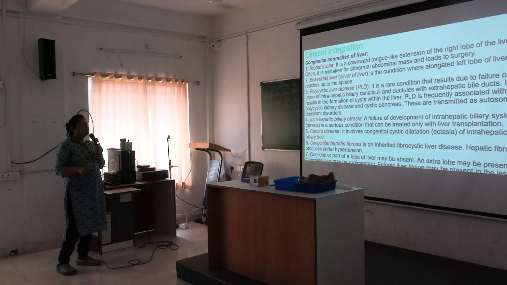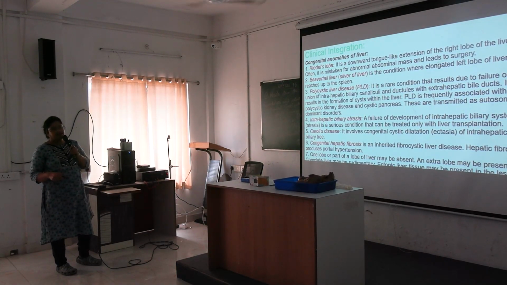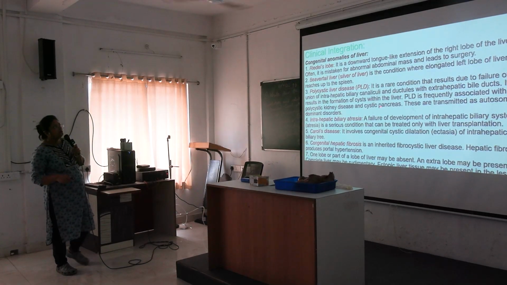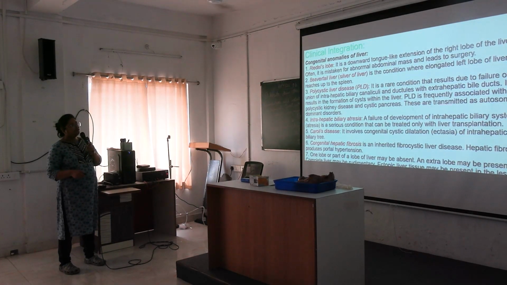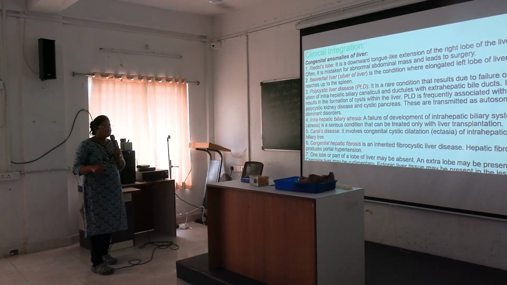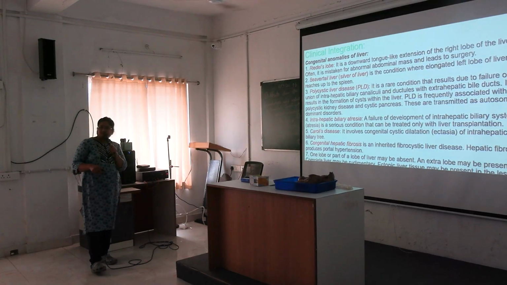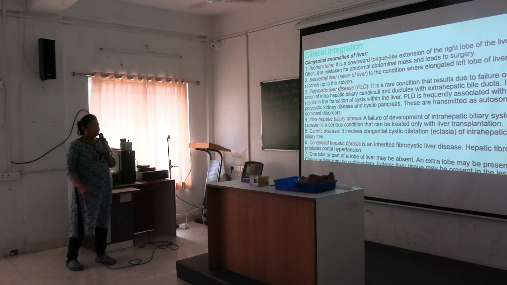It is a rare condition resulting from failure of union of intrahepatic biliary canaliculi and ductules with the extrahepatic bile duct. It results in formation of cysts within the liver, and it is frequently associated with polycystic kidney disease and cystic pancreas. It is transmitted as an autosomal dominant genetic disorder. Intrahepatic biliary atresia, failure of development of the intrahepatic biliary system, is a serious condition and can be treated only with liver transplantation. Next is Caroli's disease, which involves congenital cystic dilatation or ectasia of the intrahepatic biliary tree.